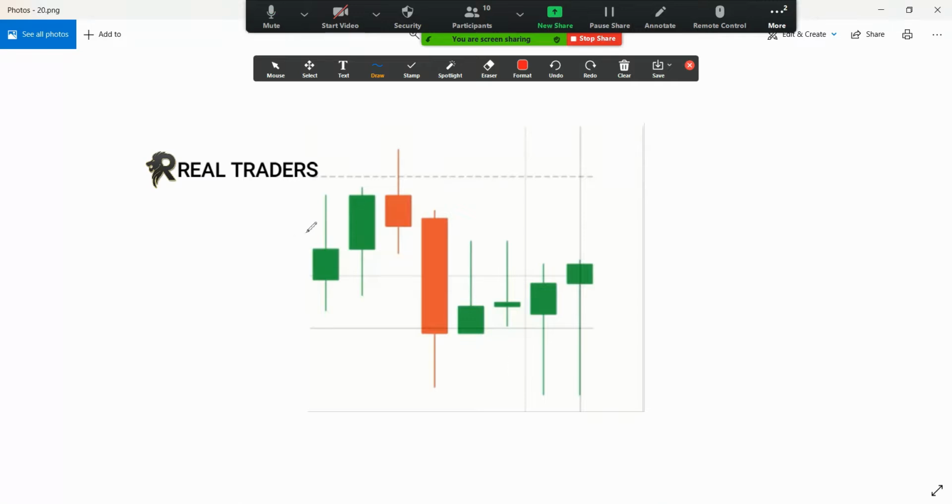What is the expiry time for 5 minutes for trading? It is 5 minutes. For a 5 minute candle, the expiry time is when the candle closes. It will be 5 minutes.